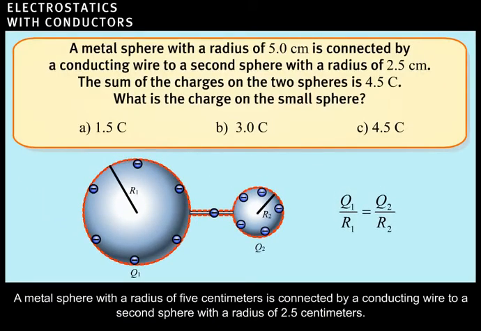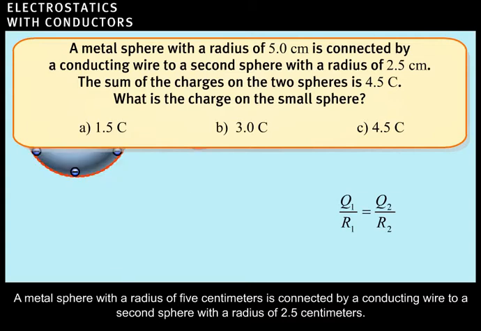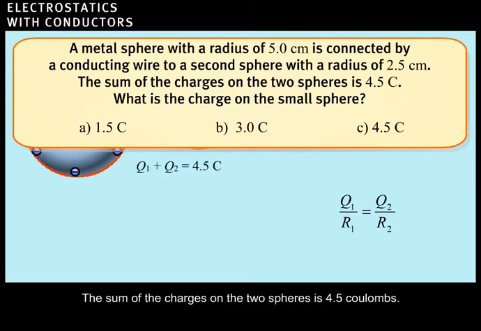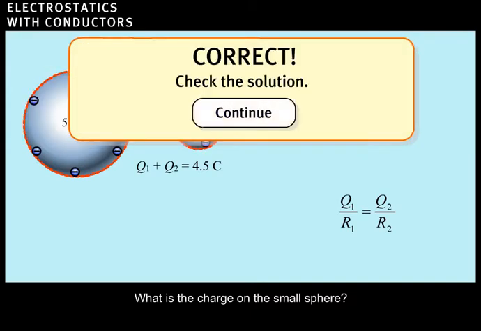A metal sphere with a radius of 5 centimeters is connected by a conducting wire to a second sphere with a radius of 2.5 centimeters. The sum of the charges on the two spheres is 4.5 coulombs. What is the charge on the small sphere? Correct.